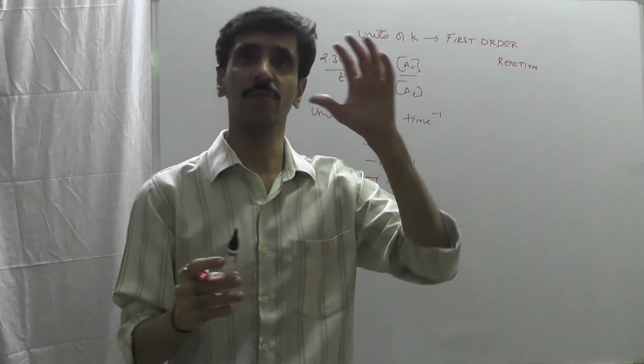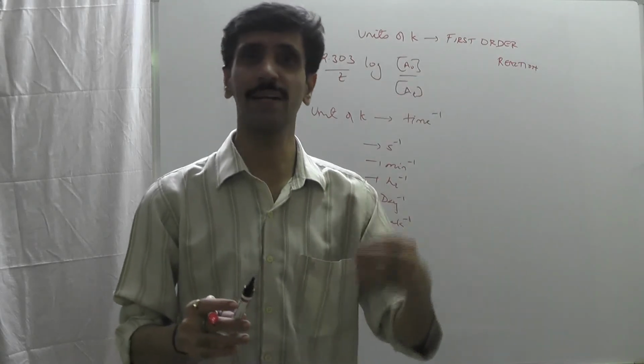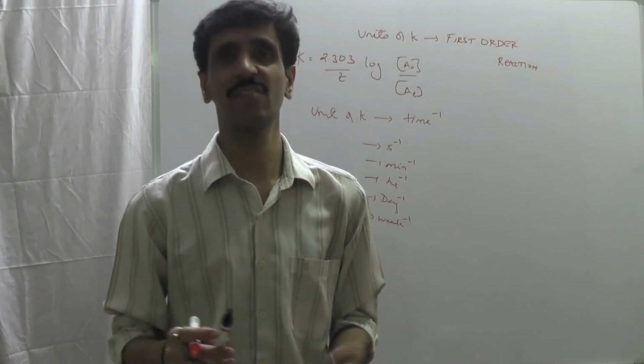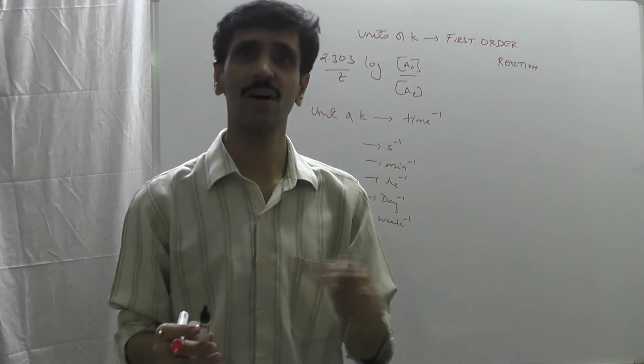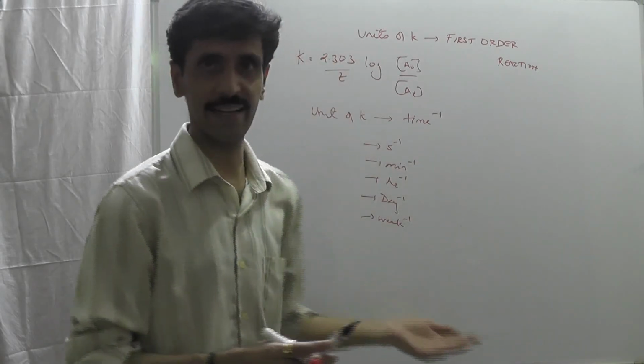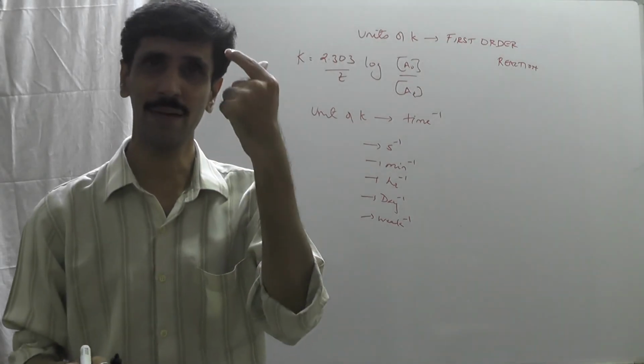So when you consider a reaction, take the unit in which time has been expressed in that reaction and invert it, so that is going to be the unit of the rate constant. Okay, and that is what it is. I guess this simple concept came to your mind immediately.